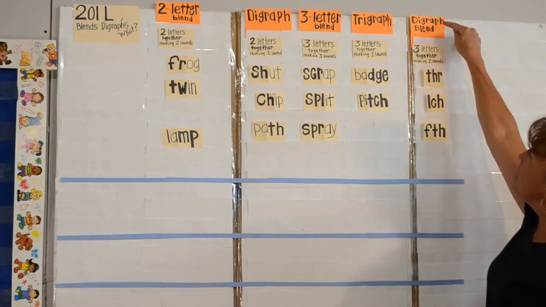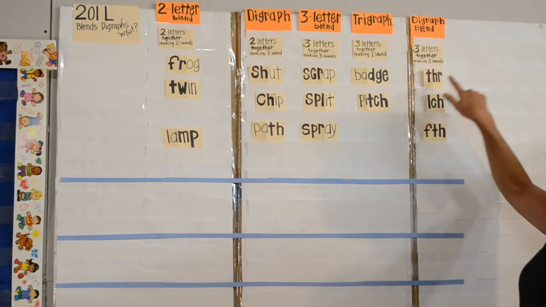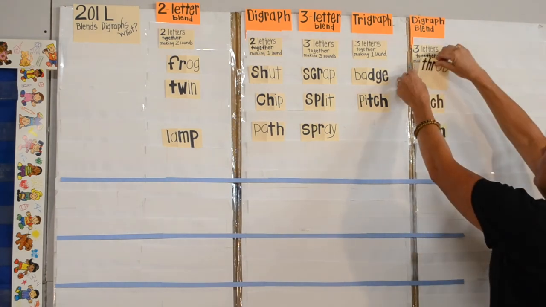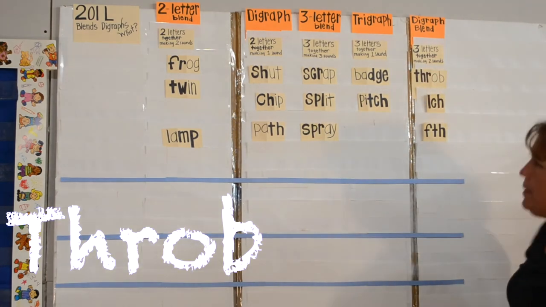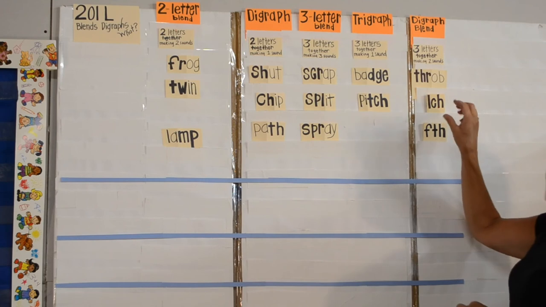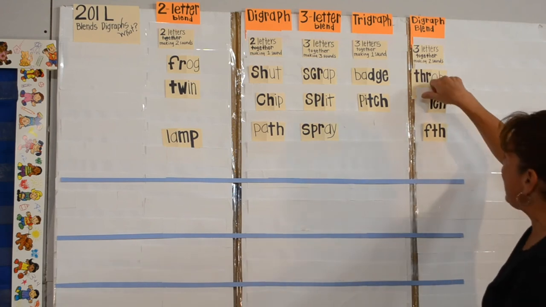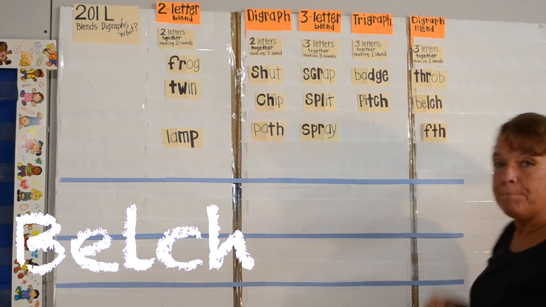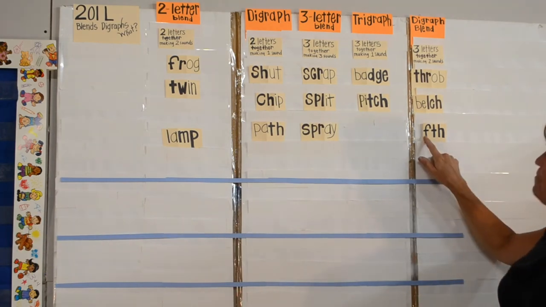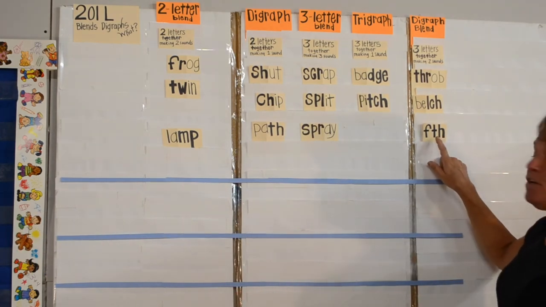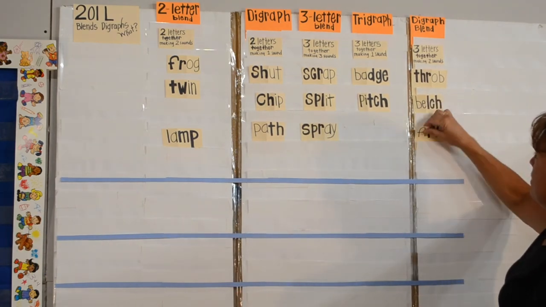And digraph blend. Thr, throb. Ulch. This digraph blend we find at the end. Belch. And fth. This one we also find at the end. Fifth.